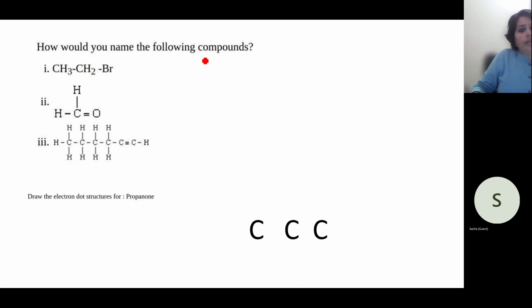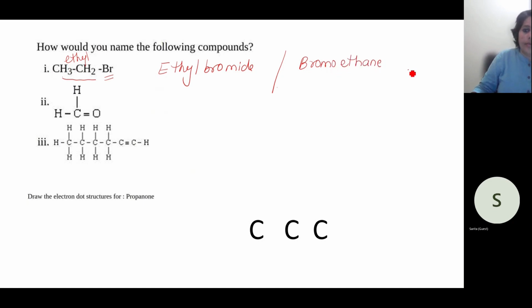Next, how would you name the following compound? CH3CH2, so this is ethyl and this is the halogen bromine. So the name is ethyl bromide, or IUPAC name is bromoethane. Next compound, HC double bond O, H. So the common name is formaldehyde, and since it contains only one carbon, the IUPAC name is methanal.